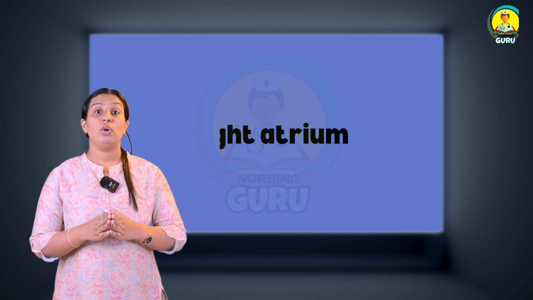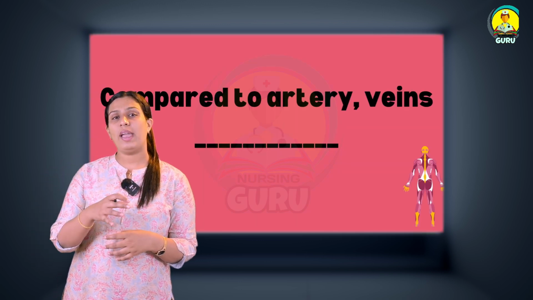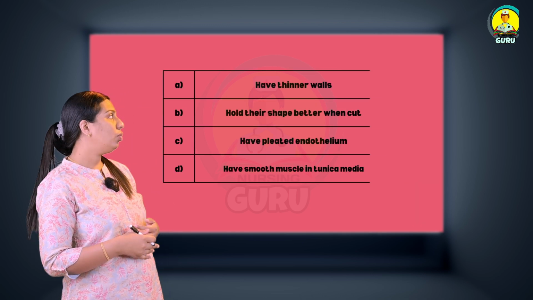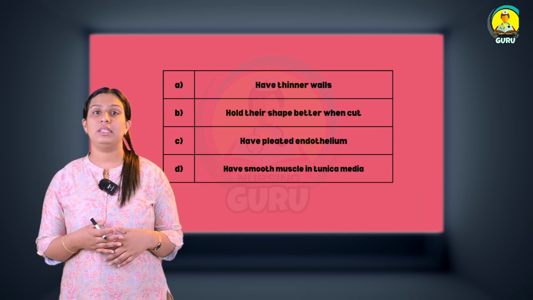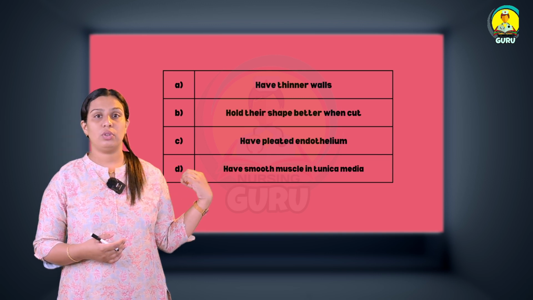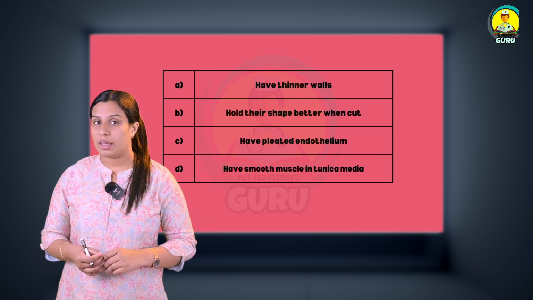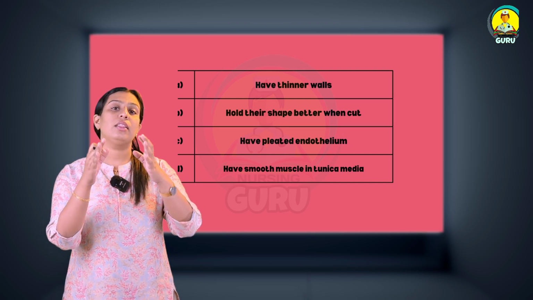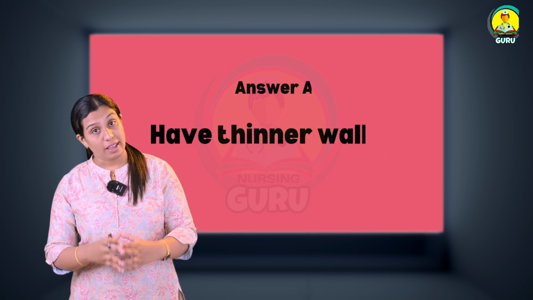Okay. So compared to the artery, veins dash, something is there, you have to fill that in. So check with the options. The first option, have thinner walls. Second option, third option, fourth option are there. Read those carefully and find the difference between these two. Here the answer is option A.